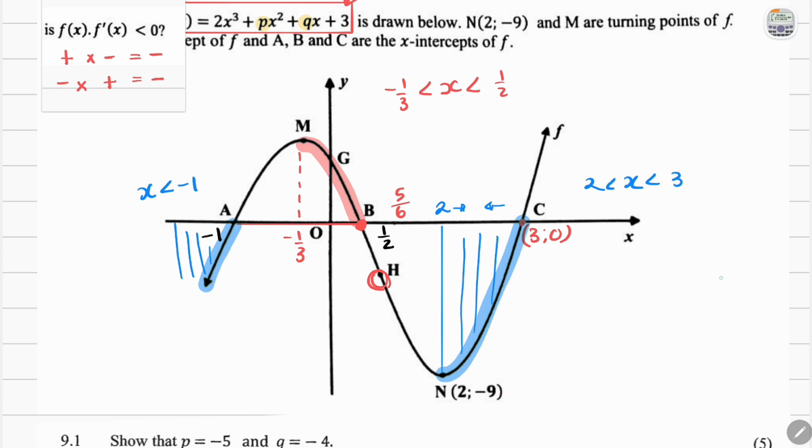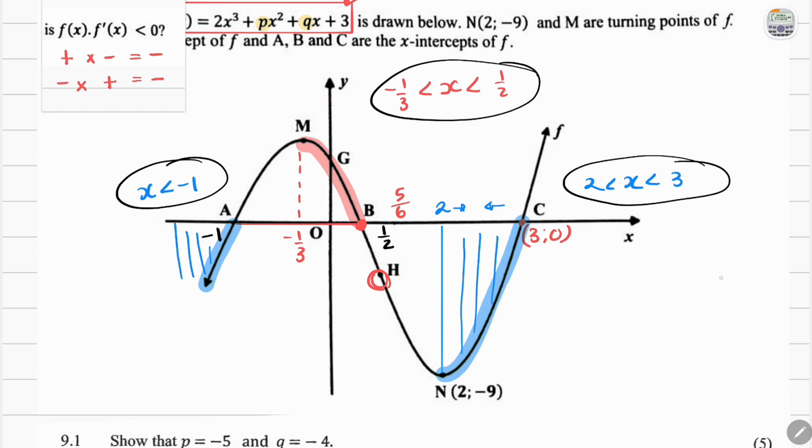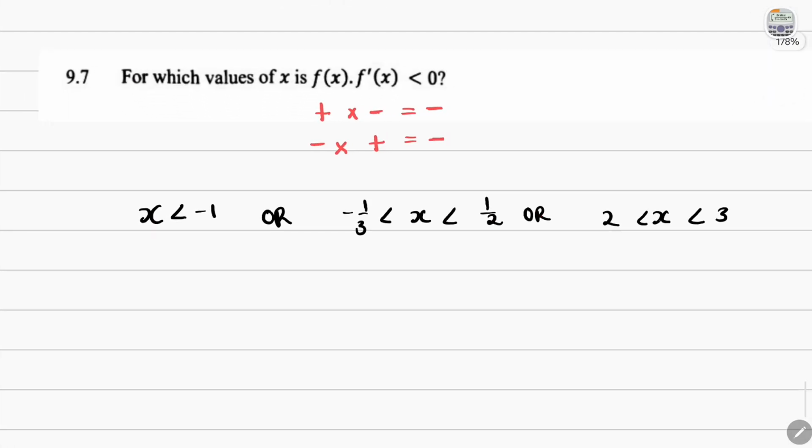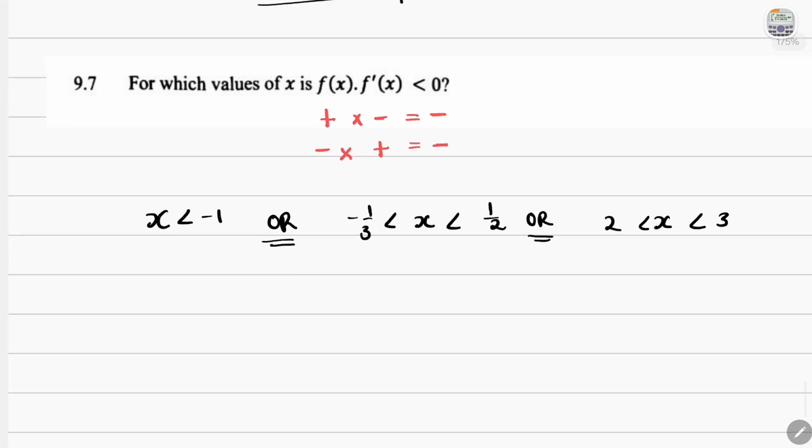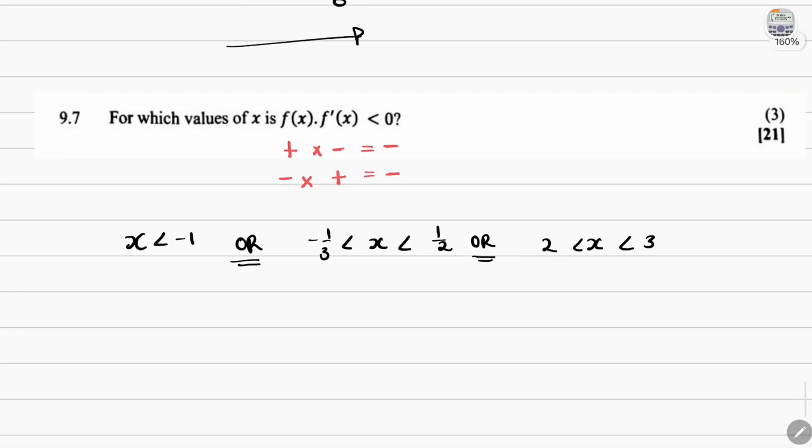So do you see from this, we have 3 sets of solutions. This is a solution, this is a solution, and this is a solution. So we're going to have to write all 3 of them. I'll start with this one because it's more on the left, and then this one, and then that one. Okay, so our answers are x is less than negative 1, or x is greater than negative 1 over 3, but less than 1 over 2, or x is greater than 2, but less than 3. And that is our answer, and that is it for question 9.